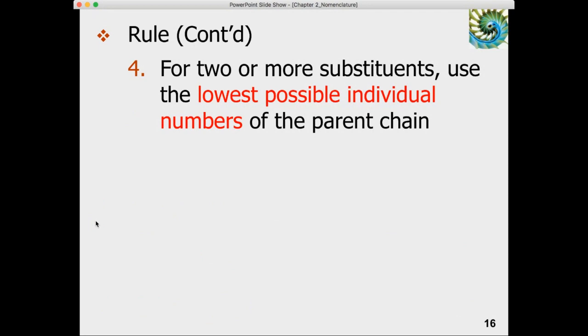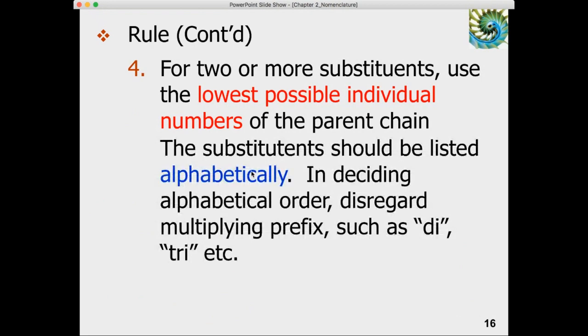If you have 2 or more substitutions on the parent chain, then you will use the lowest possible individual numbers. And when you build the name of the compound, you will have to order them alphabetically. When you decide the alphabetical order, it's important to disregard multiplying prefixes such as di, tri, etc. So let me give you an example.